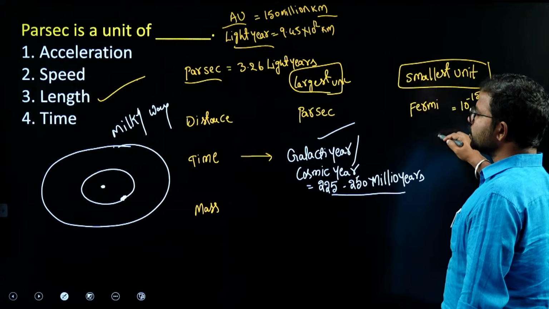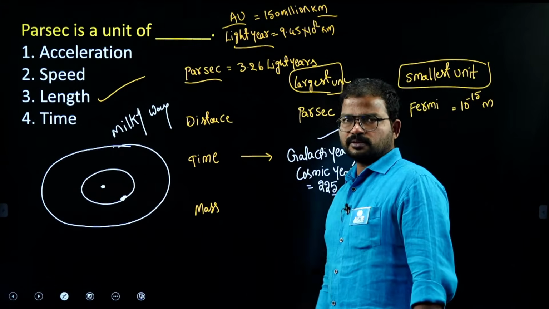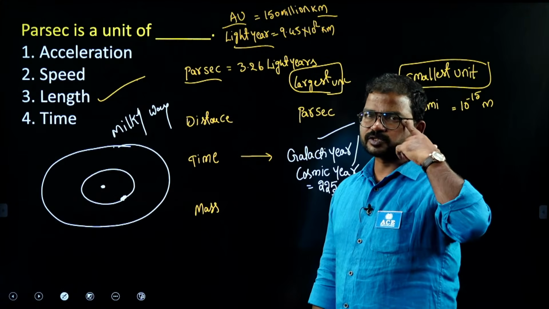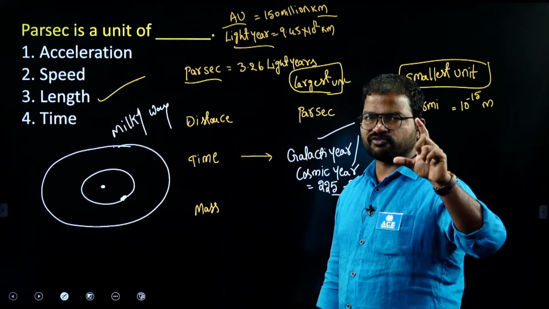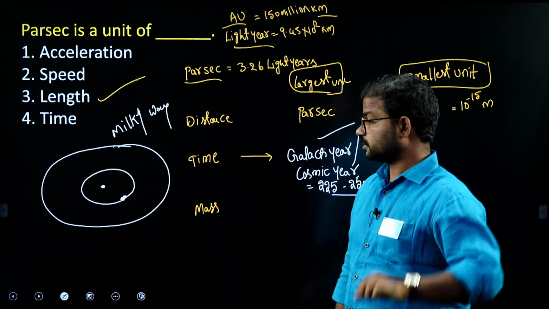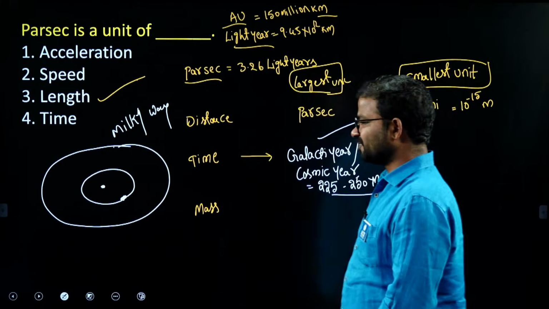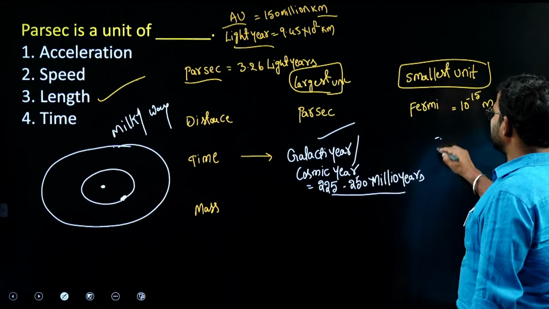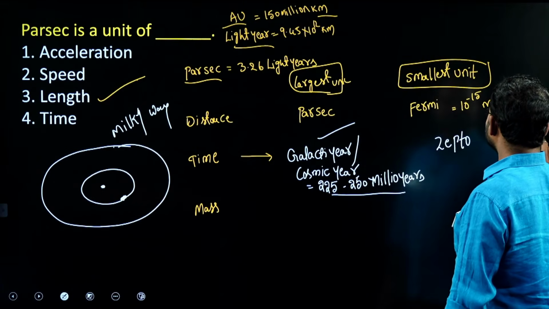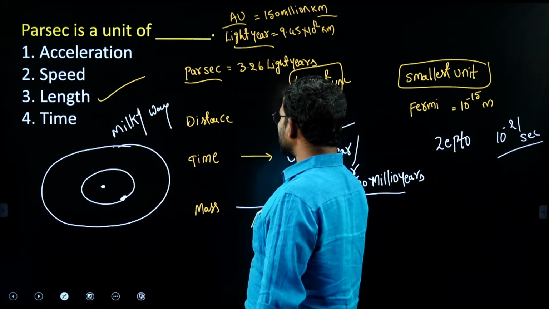What about the smallest unit? Anyone? Of course, I will give you a clue: with that name, you can also expect a delivery-based app. Yes, very good. Zepto. Zepto means 10 power minus 21 seconds. This is the smallest unit.